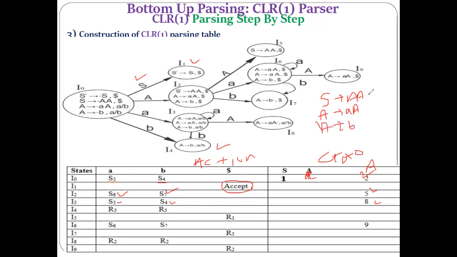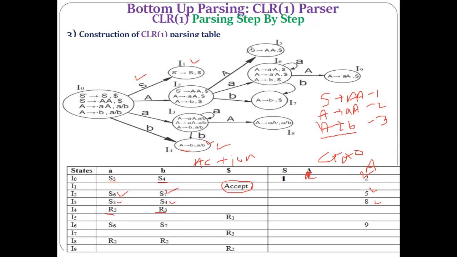So we have to number these productions. This has a 1, this has a 2, and this has a 3. So I4 has the production A derives b dot. This is production number 3. So we have to make the entry as R3, but where do you have to make the entry? Below the look ahead symbols. Our look ahead symbols are a and b. So we'll make the entry below a as R3, and the entry below b as R3.